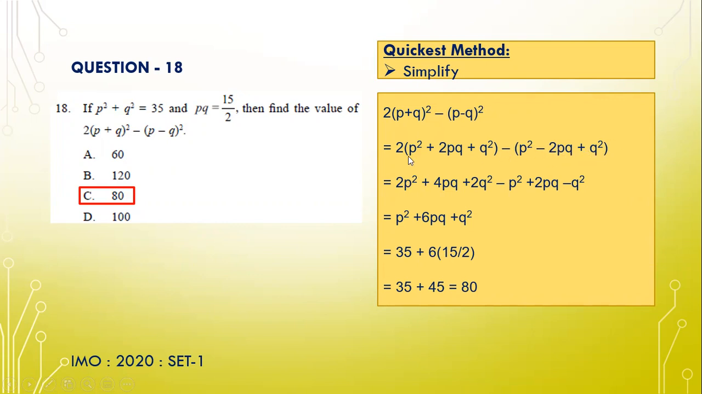Open the bracket. So 2p square plus 2 into 2, 4pq, plus 2q square, minus p square, minus minus plus, so plus 2pq, and minus q square. So 2p square minus p square is p square, 4pq plus 2pq is 6pq, and 2q square minus q square is q square. So p square plus q square, what is it? It is 35. And 6 into pq. What is pq? pq is 15 upon 2. So 2 3s are 6, 3 5s are 15, 3 15s are 45. So 35 plus 45 is 80.